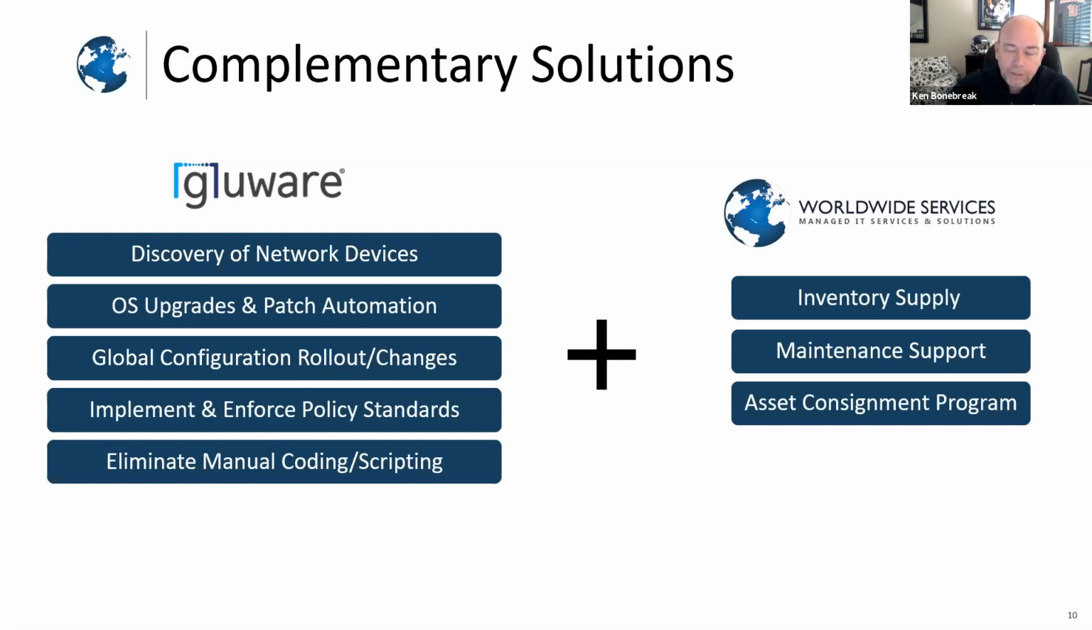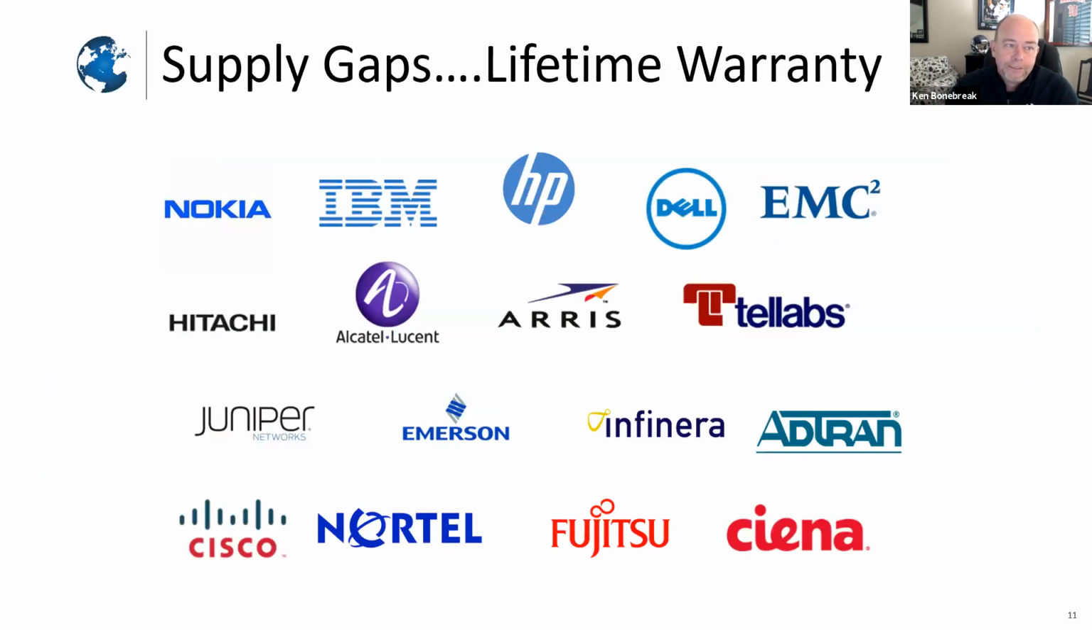Go ahead to the next slide, Michael. So, supply gaps. We can supply the equipment that you need. Once you find that, hey, we have some holes in the network, you're going to be able to come to us for a quote. It's lifetime warranty. We'll get it back into your network, up and running, all the different flavors of the OEMs that are there. Jump to the next one, Michael.